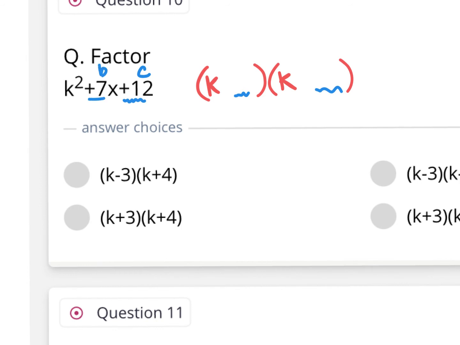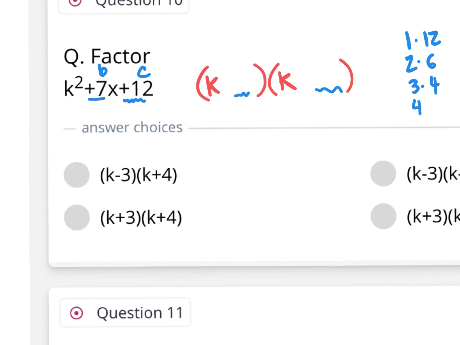And you may have to make a list, right? How are you going to get c? Well, 1 times 12, that'll give you 12. 2 times 6, 3 times 4, 4 times 3, it's already there. So those are the only 3 possible ways of getting the answer 12 when you're multiplying, besides changing the signs to be a negative times a negative.